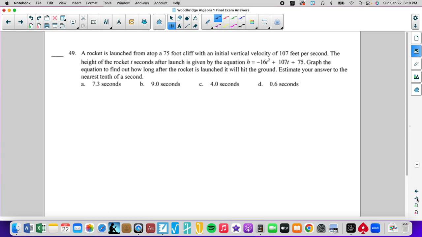A rocket is launched. This is one of the main reasons why I got into math. I love these types of problems. A rocket is launched atop a 75-foot cliff with an initial velocity of 170 feet per second. The height of the rocket, t seconds after launch, is given by the equation height equals negative 16 times time squared plus 107 times time plus 75. Graph the equation to find out how long. We don't have to graph it. It's silly. Estimate your answer to the nearest second.